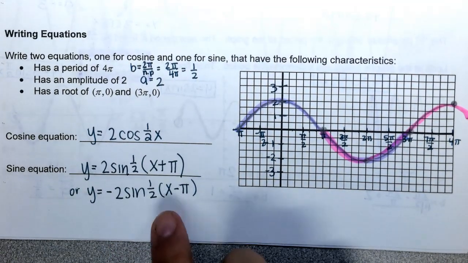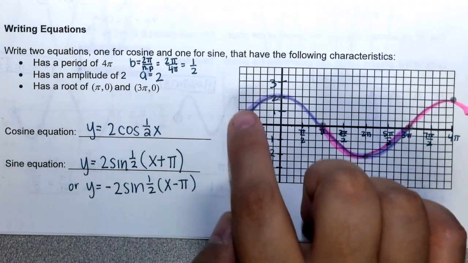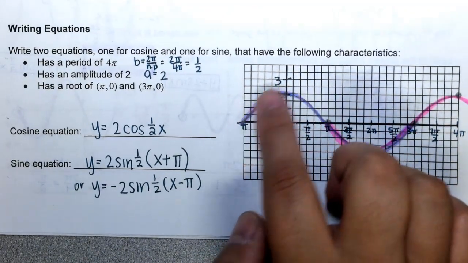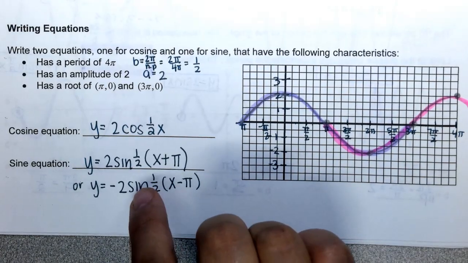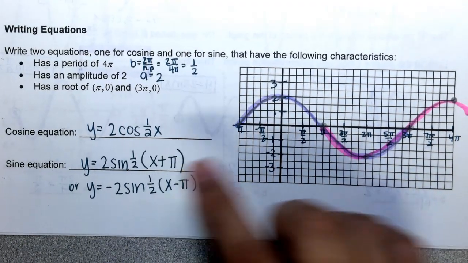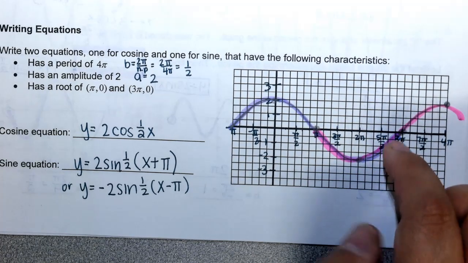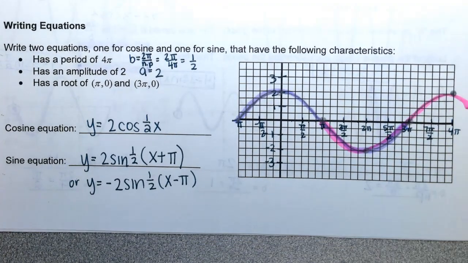You can write both of them down. But just know, if you shifted left, my purple one, it's the same thing except it shifts left, plus pi. If you came right though, it became negative because it goes down first. That might be something you see on the assessment.